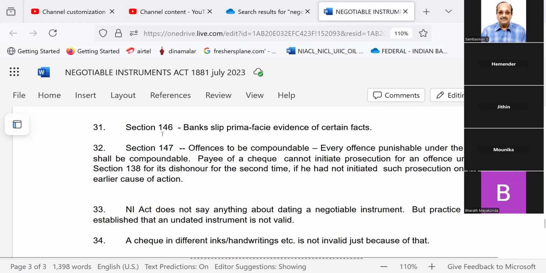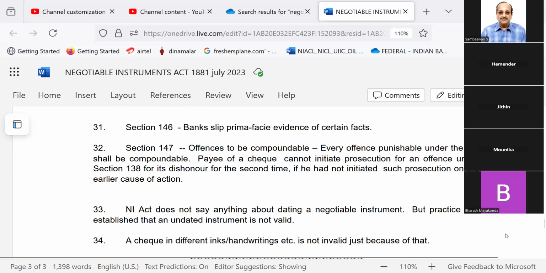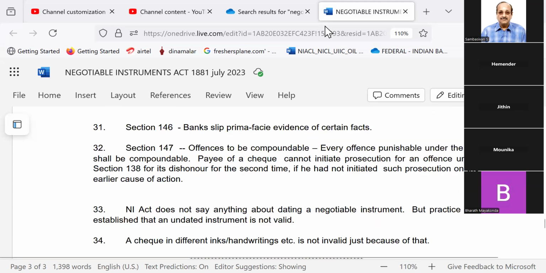33. The NI Act does not say anything about dating a negotiable instrument, but practice has established that an undated instrument is not valid. 34. A check written in different handwriting, etc., is not invalid just because of that. It can be written in two different inks also. But this is theoretical. Practically, you will not have such cases.